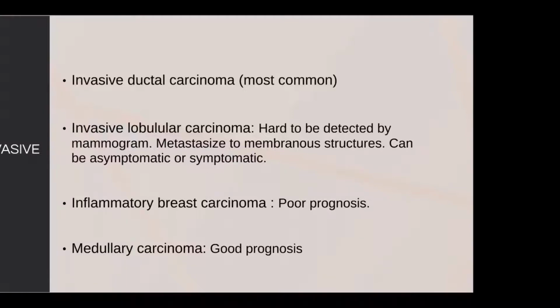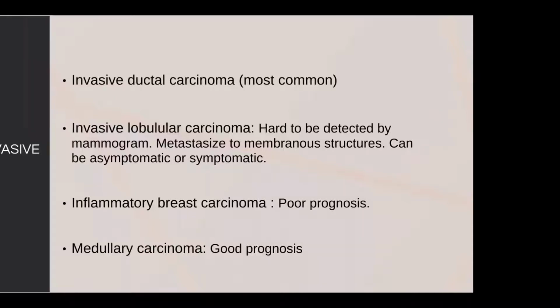As for invasive lobular carcinoma, it's really rare, around 5 to 10% of invasive cancers. It can be bilateral, multicentric, multifocal, and your patient usually comes really late. You can't really detect it in a mammogram, and when they come, there's a large mass. When it metastasizes, it goes to the membranous structures like the pleura, peritoneum, meninges, and it's asymptomatic. That's why your patient comes really late.